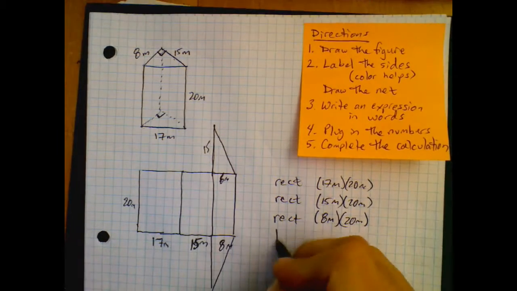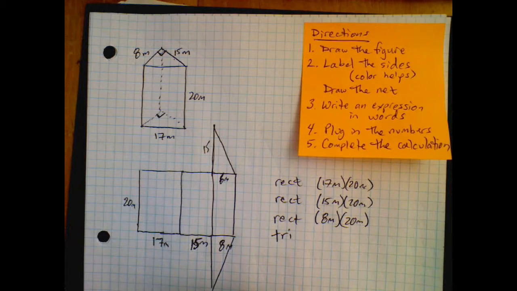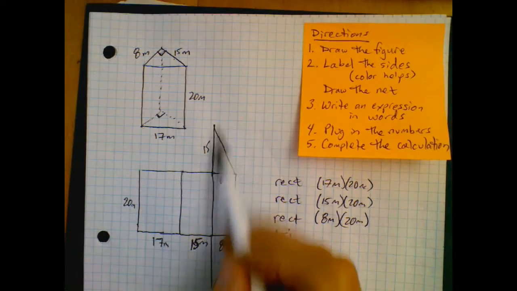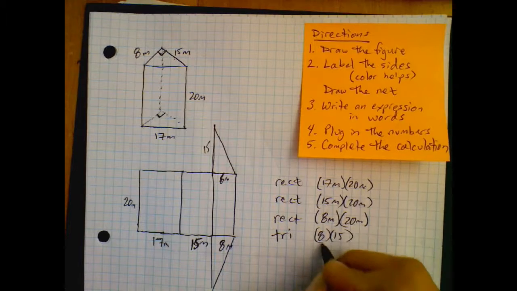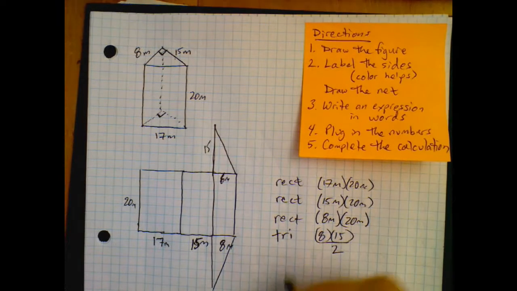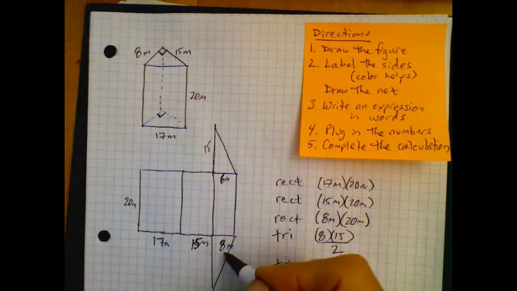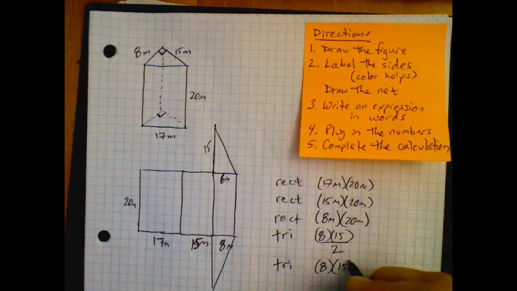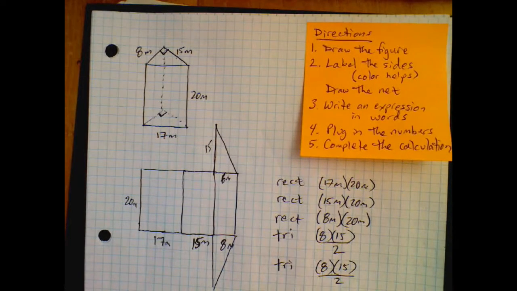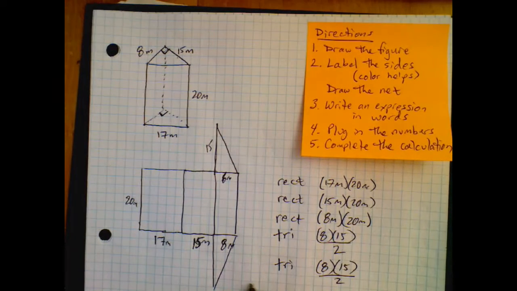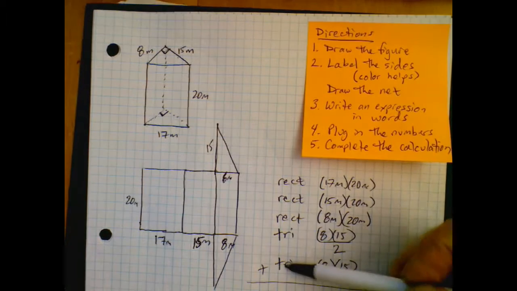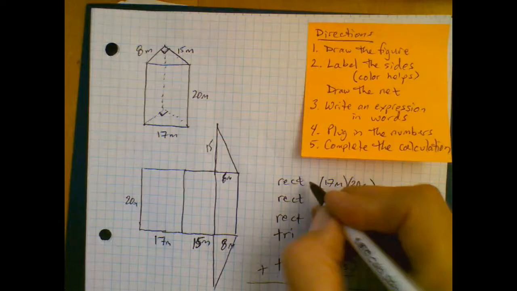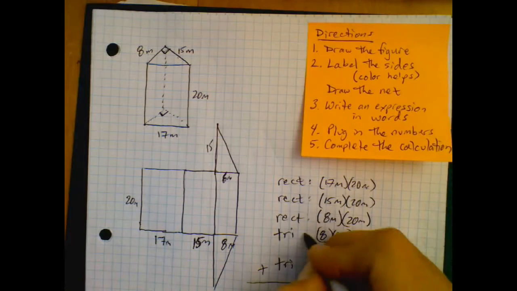I have two triangles. So one triangle, TRI for triangle, is going to be, my base is 8 and my height is 15. So it's going to be 8 times 15 divided by 2. And I have a second triangle that's the same thing. Those of you who see that you can just put these two triangles together and make one rectangle, good for you. I'm just writing it as two separate triangles. So here's my little expression in words. So I have a rectangle plus a rectangle plus a rectangle plus a triangle plus a triangle. And I happen to plug in the numbers while I was at it here. I'm going to add all these together.